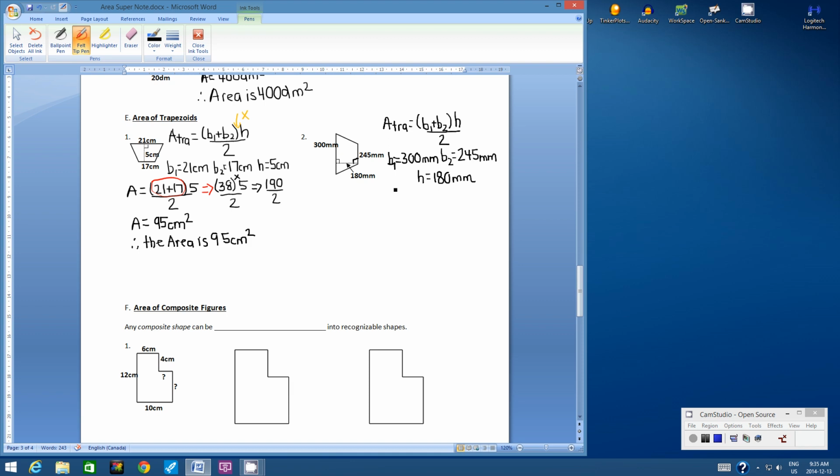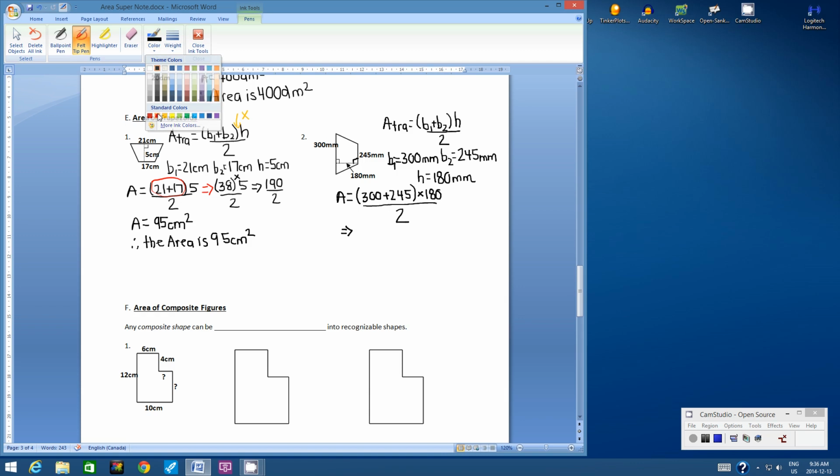Okay, let's go to the substitution line. Area equals, well, what's base 1? Base 1 was 300 plus base 2, 245, times height. I'm going to actually put the times here so that I don't forget. Times 180, all divided by 2. So I'm running out of room here, so I'm just going to continue my calculation line below.